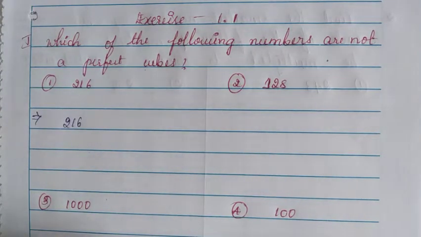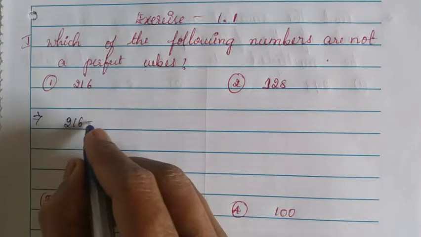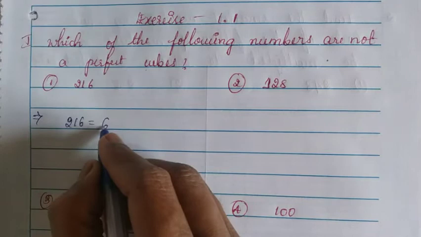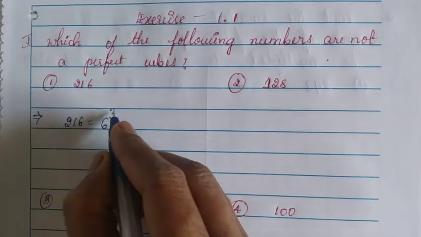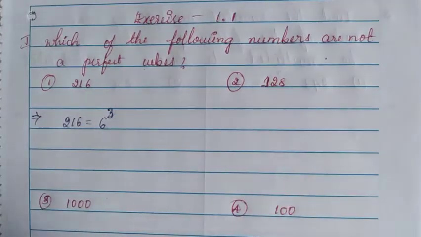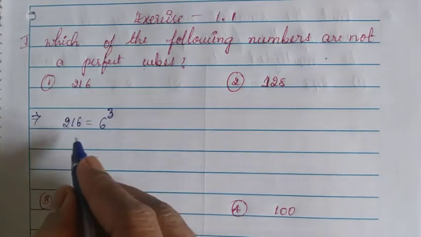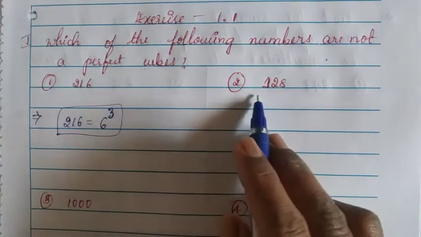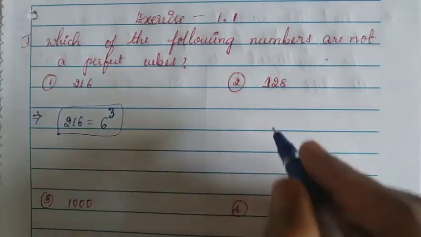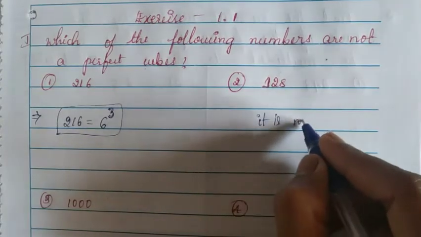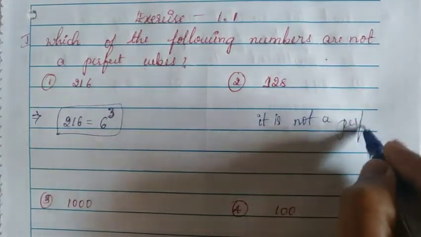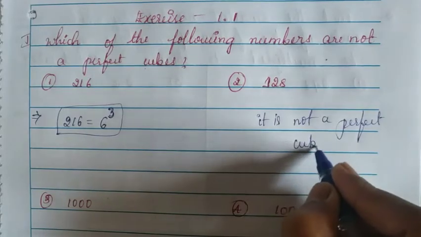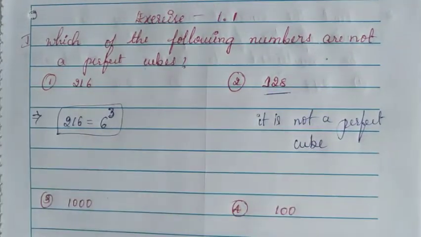Children, you already learnt about this in your previous video class. This number comes from 6. 6 multiplied 3 times gives the number 216. This is a perfect cube. Now come to the second one. See now, 128. It is not a perfect cube, because this number does not come from any number multiplied 3 times.